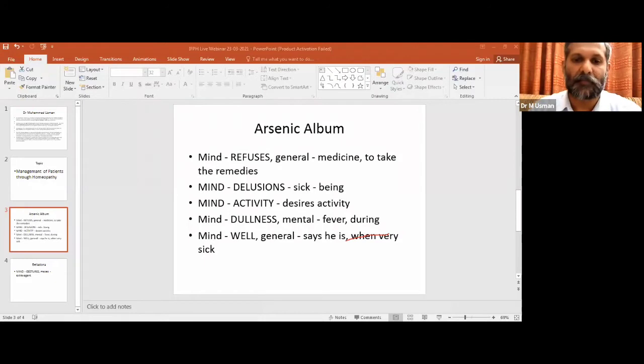Another rubric was mind, dullness, mental, fever during. That rubric was due to when he has more fever, 101, 100 Fahrenheit, 100.5.